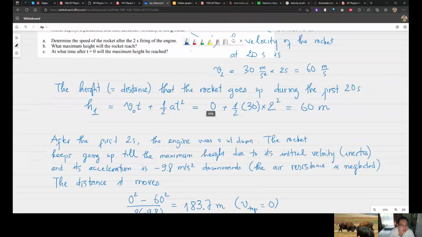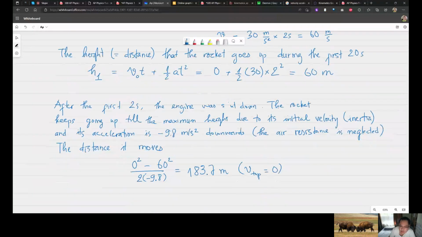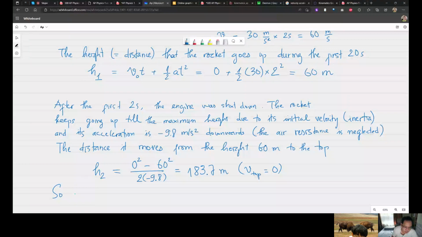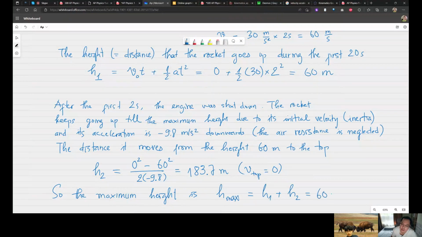And then after 2 seconds, the engine was shut down, and this is the distance it moved from the height of 60 meters to the maximum height, to the top. This distance is h2, calculated by the third equation in the formula sheet. The maximum height is the sum of h1 and h2: h max equals h1 plus h2 equals 60 plus 184.